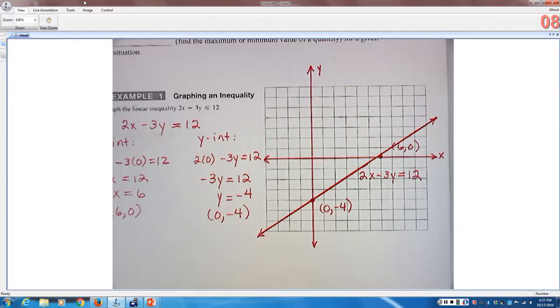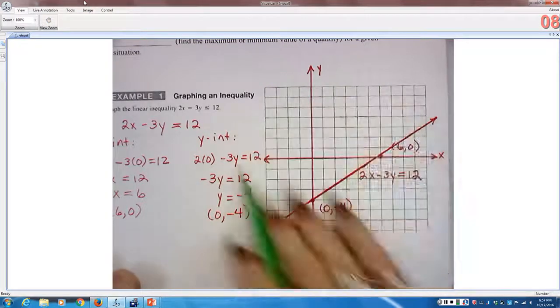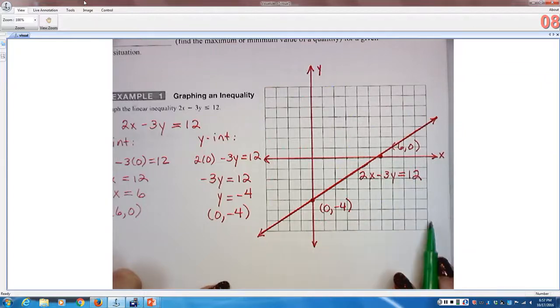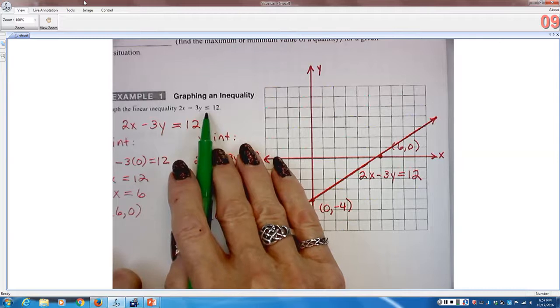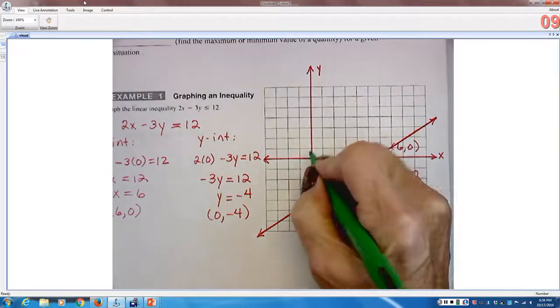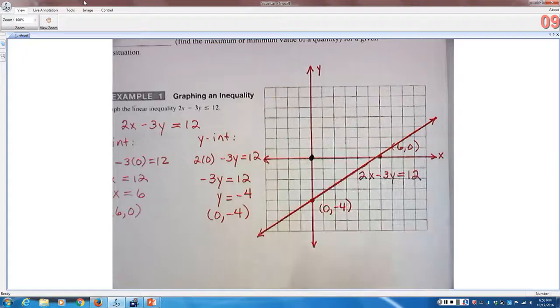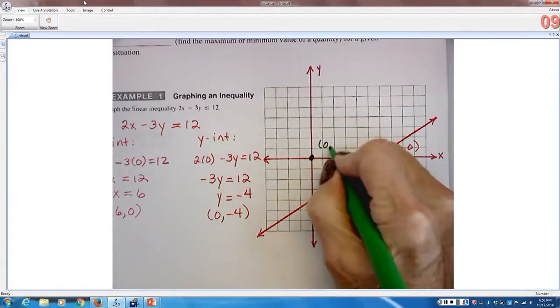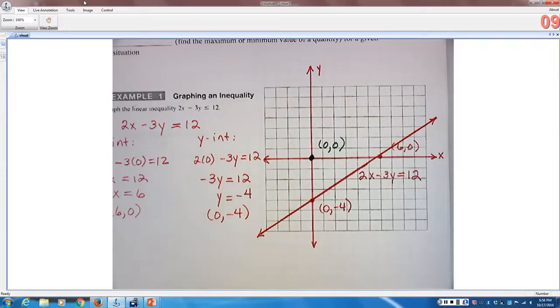And now comes the part where you have to decide what the rest of the solution is. So for the rest of the solution, I need to determine whether the solutions are this part of the graph or they're this part of the graph. So looking at equal to or less than, I need to pick a test value, a test point (x, y), and plug into that inequality and see if that test point works. Now the easiest test point to choose, if it's not on the line, is (0, 0), because substituting in 0 leads to fewer arithmetic mistakes. So our test point is going to be (0, 0).